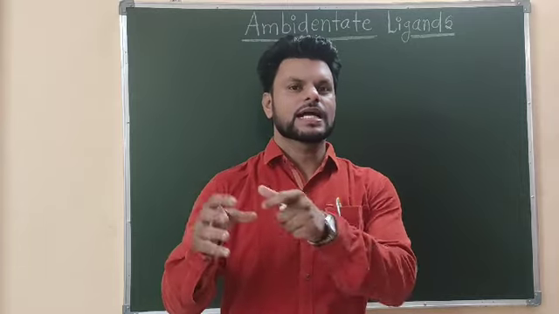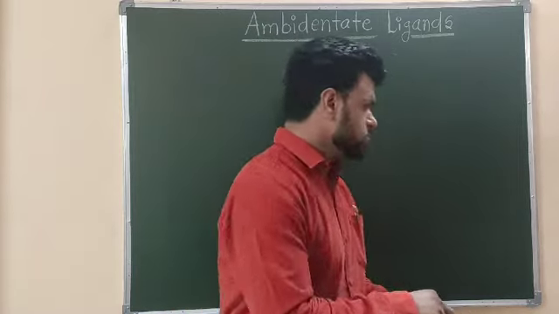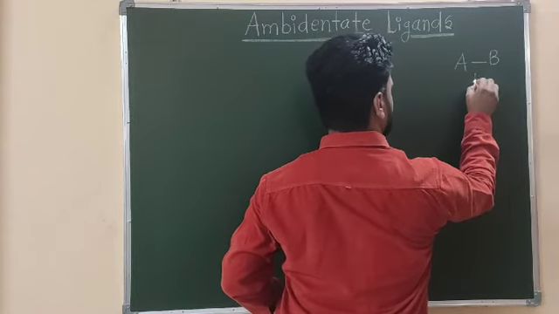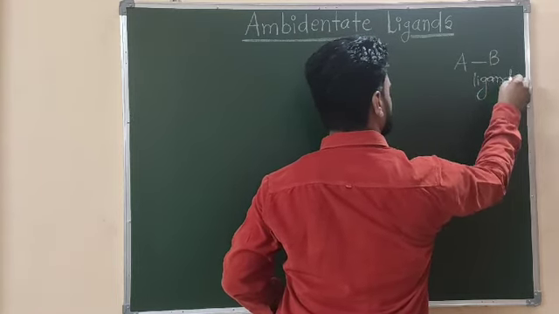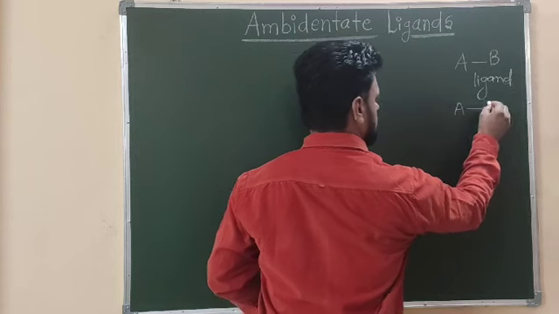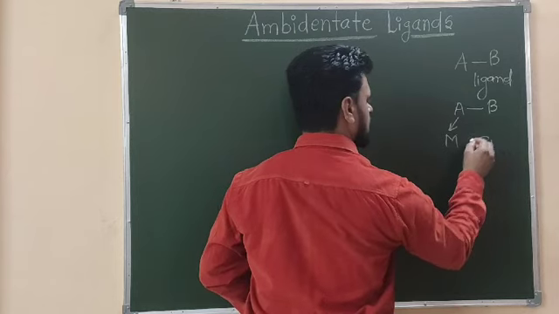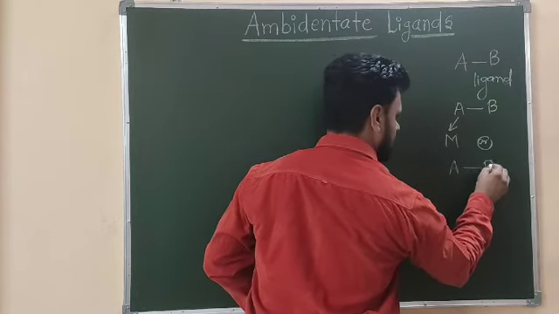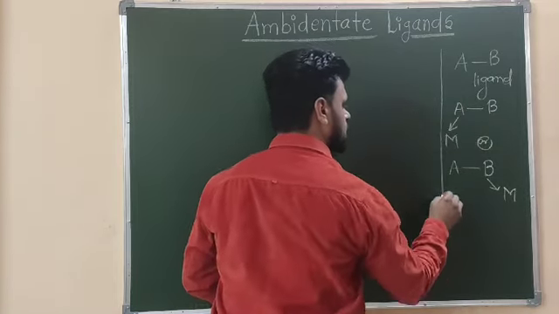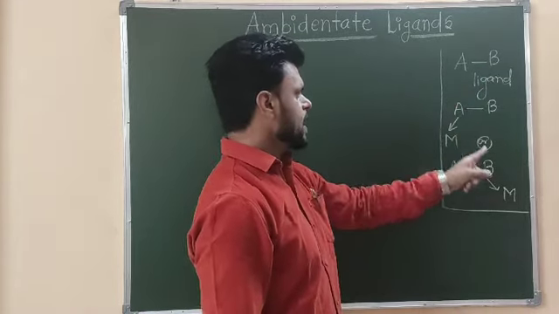We have one ligand like AB ligand, which acts as an ambidentate ligand. So I'm writing the structure here. Just consider that we have AB acting as a ligand in which both A and B atoms are potential donors. If A atom acts as a donor, it forms a linkage with the metal, or if B acts as a donor, it forms the linkage with the metal. So one molecule has two donor sites, A and B.